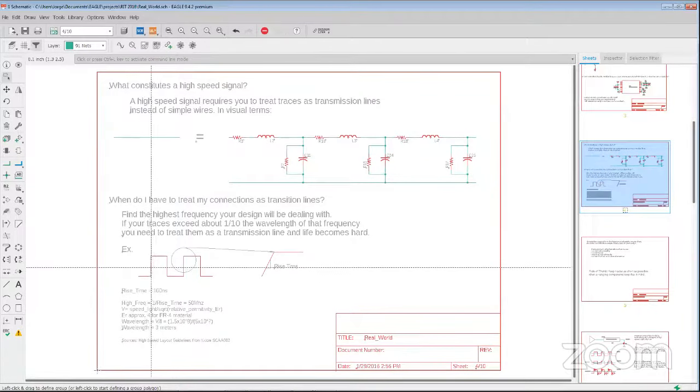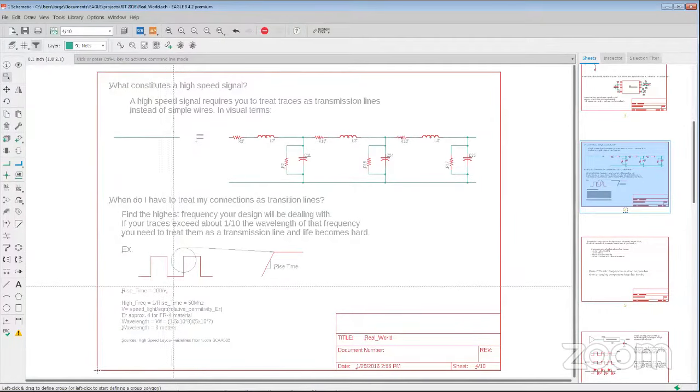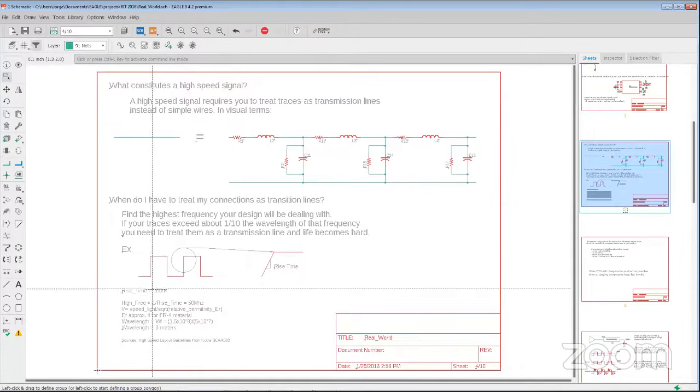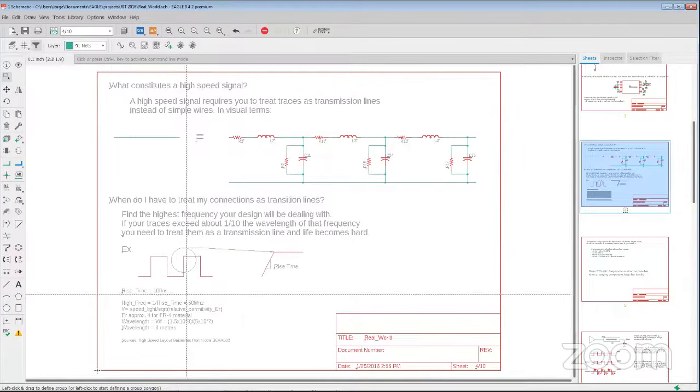So if we look here, let's say this is a 10 hertz square wave. 10 hertz, really, really slow. You might think, I don't have to worry about it. But when you look at the rise time, let's say it's 100 nanoseconds, which is actually fairly slow also. In high speed, you may run into 1, 2 fractions of a nanosecond. But let's take this value of 100 nanoseconds. We figure out frequency as the inverse of the rise time. We get 50 megahertz.